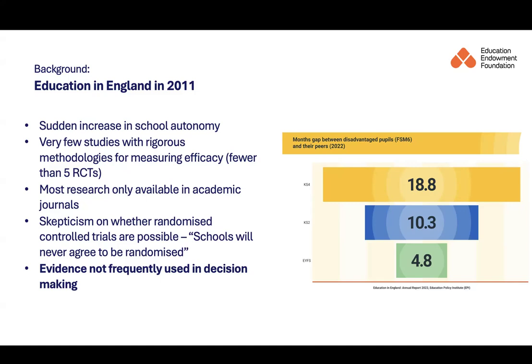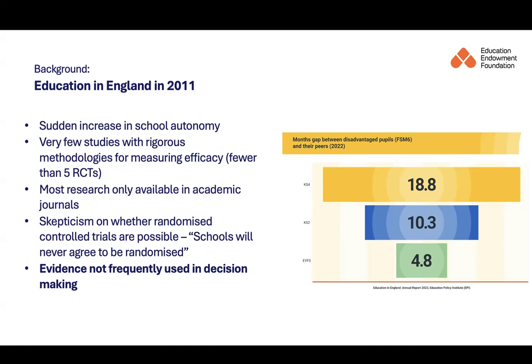So lots of people said RCTs are not possible in the English education system. We frequently heard schools will never agree to be randomized. It's unethical to do a randomized control trial in the education system. And all of those things together meant that evidence wasn't frequently used in decision making. And it didn't look like it would ever be the case that it could be frequently used in decision making.